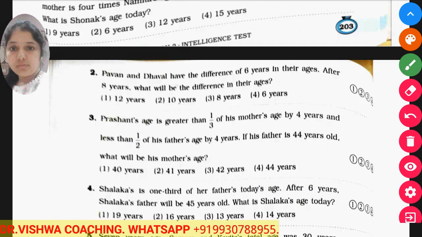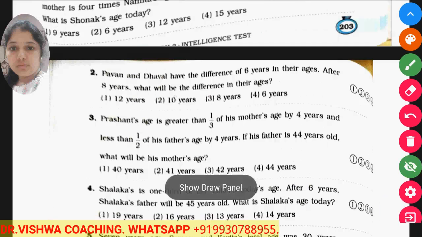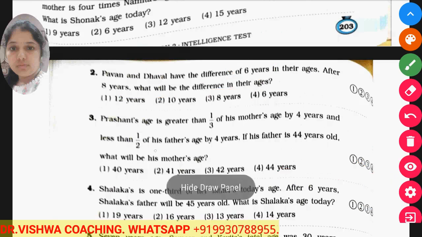Okay. Now Pawan and Dhaval have a difference of 6 years in their ages. After 8 years, what will be the difference in their ages? Now see, if two persons have some age gap, that never changes with the increase or decrease in age. Okay. So the gap between them will remain 6 years only.